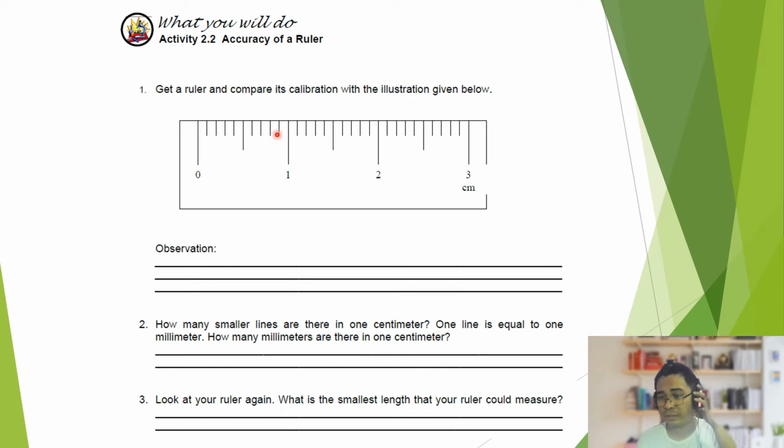That's actually the question number 2. So, you need to answer that based on, of course, your knowledge about measurement, and of course, your observation on this illustration. Okay? Now, look at your ruler again. That's for the third item. What is the smallest length that your ruler could measure? Okay? So, ano ba yung pinaka-maliit na measure ng length na pwedeng maibigay sa atin ng ruler? So, that's question number 3.